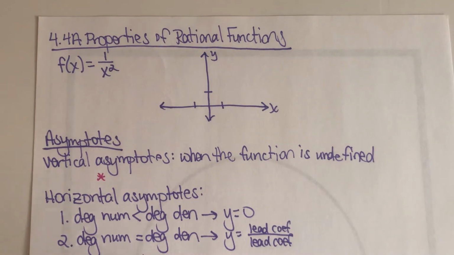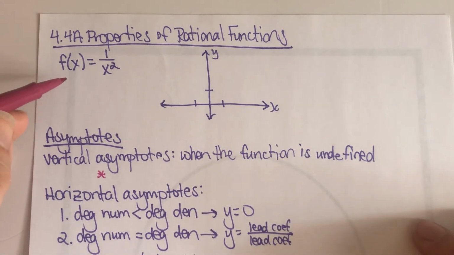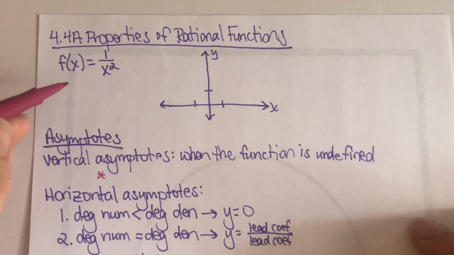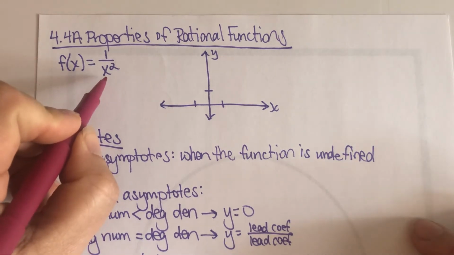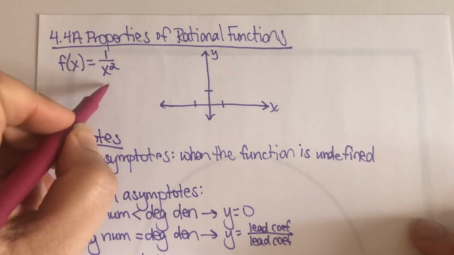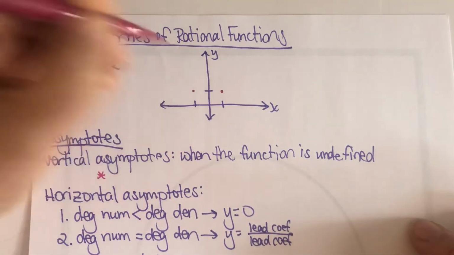All right, let's review what we know about the graph of f of x equals 1 over x squared. It's similar to the graph of 1 over x, except instead of in quadrants 1 and 3, it's in quadrants 1 and 2, because all the y values are positive. No matter what I plug in, I'm going to get a positive out of this. So if I plug in a 1, I get out a 1, and if I plug in a negative 1, I get out a 1.